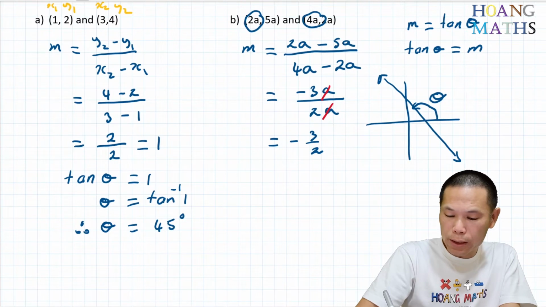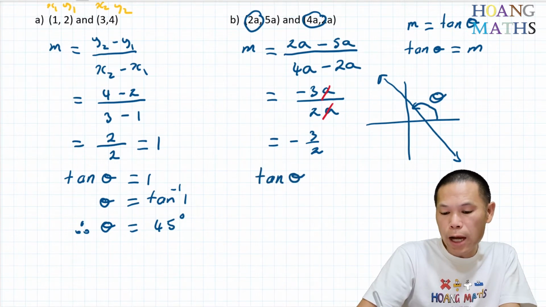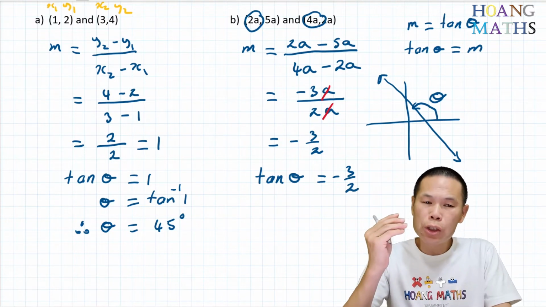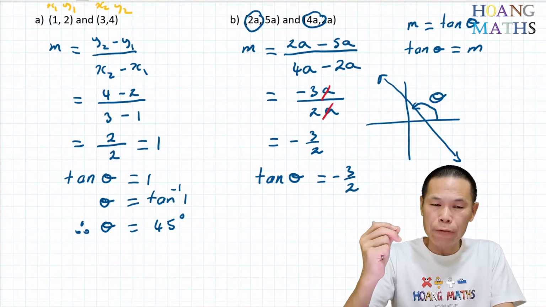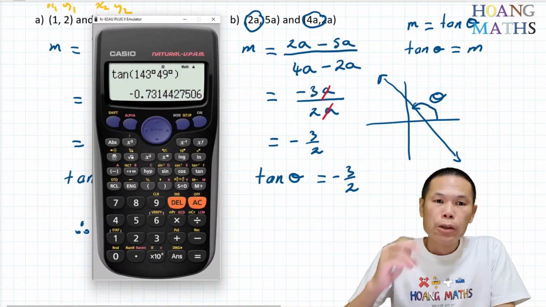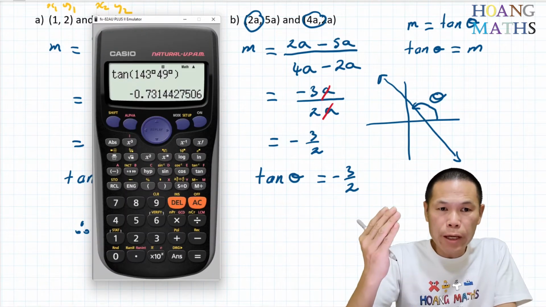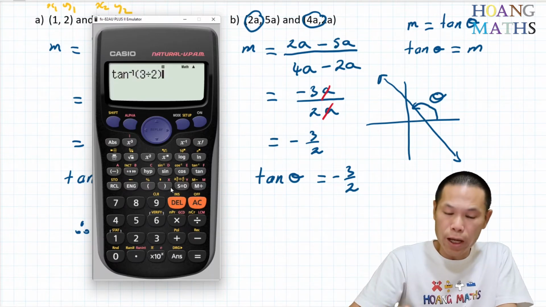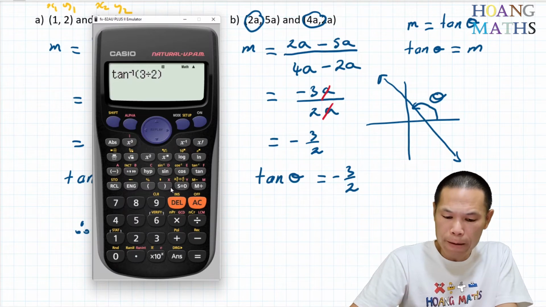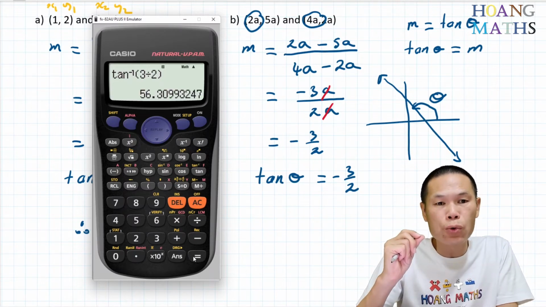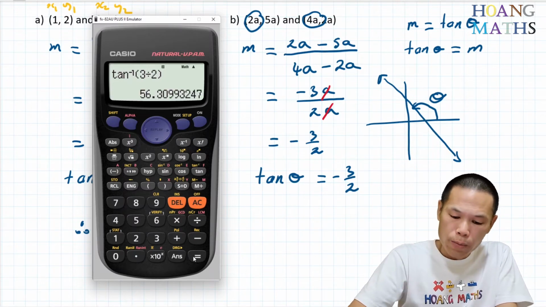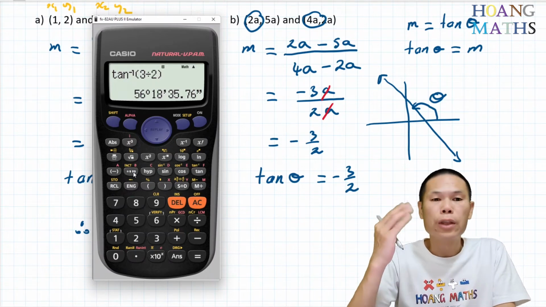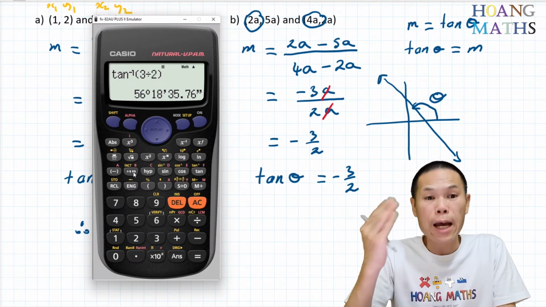So tan of theta is equal to m, which is negative 3 over 2. Let me just quickly ignore the sign first, so I'm going to find the acute angle. I can ignore the negative sign: inverse tan of 3 divided by 2, or 3 over 2 if you like, or 1.5, okay? That gives me 56.309 and so on. I press the DMS button, so that is 56 degrees and 19 minutes.